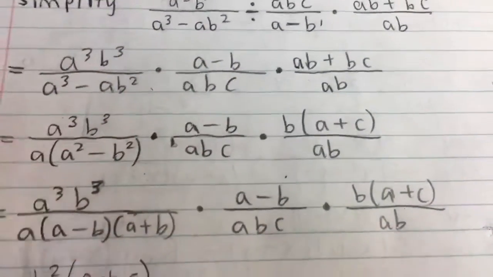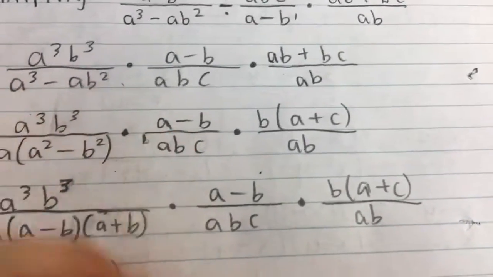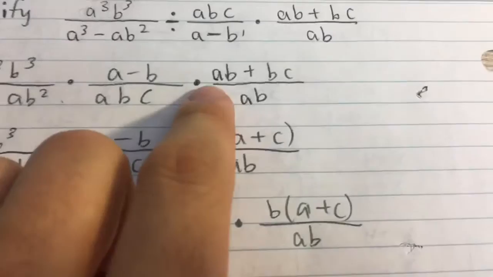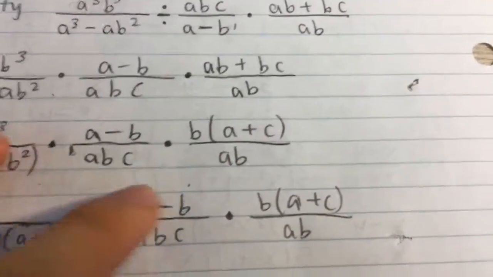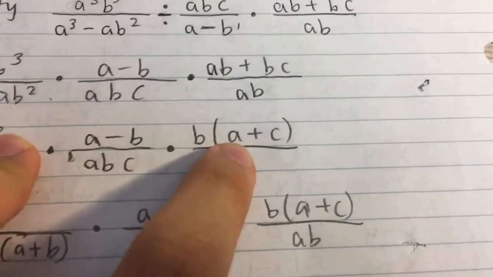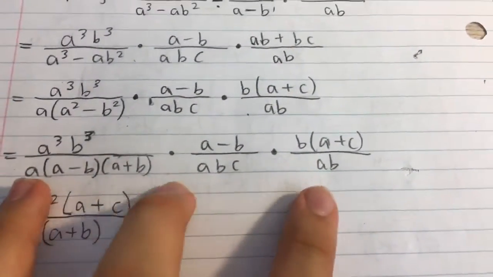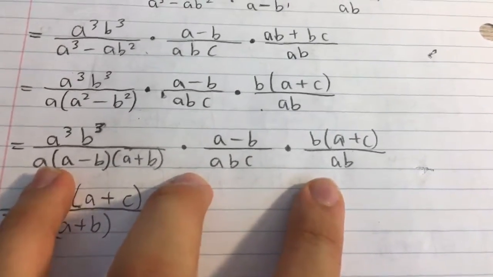A minus b, those can't be factored. A, B, C, again, can't be factored. It's a monomial. AB plus BC, those both terms have a common factor of b, so I can factor that out and I'll be left with a plus c in brackets. And so now I have these three things multiplied by each other.